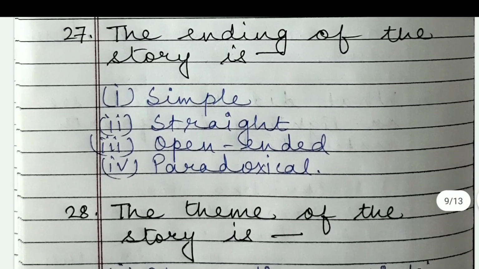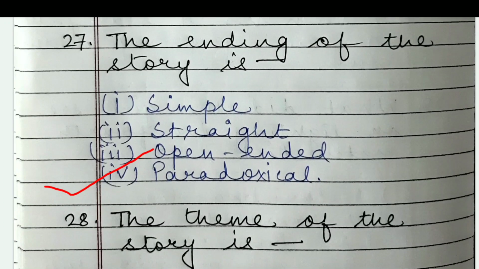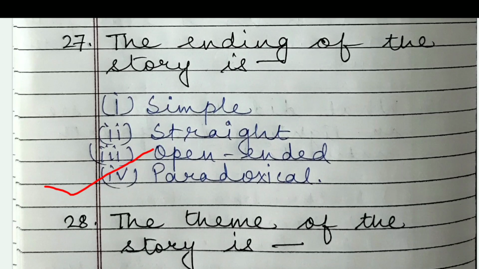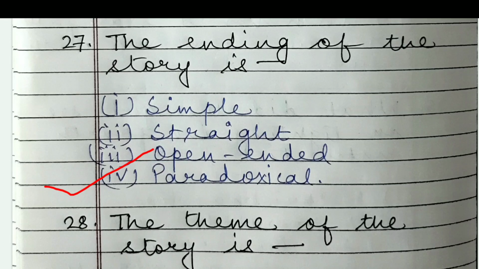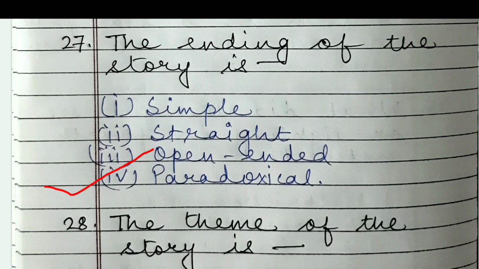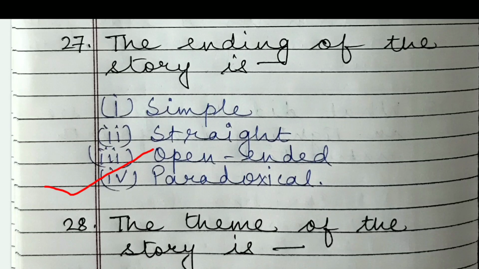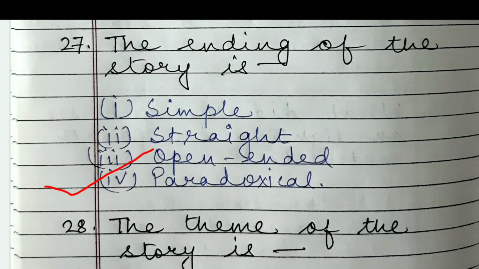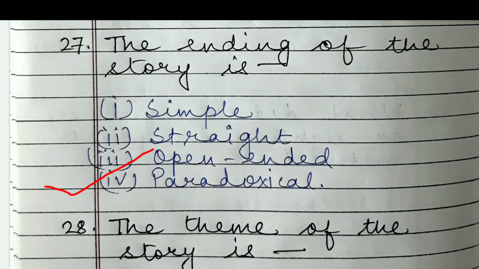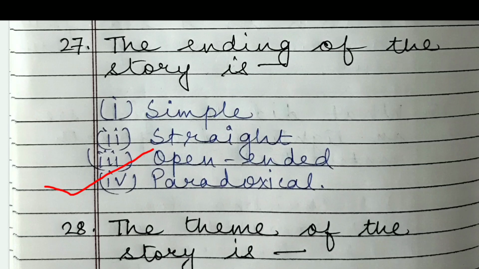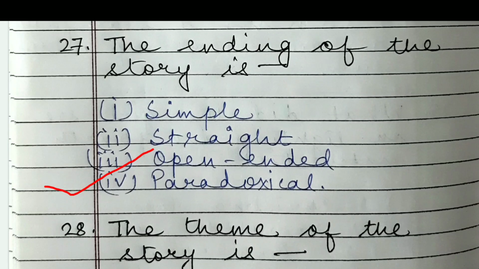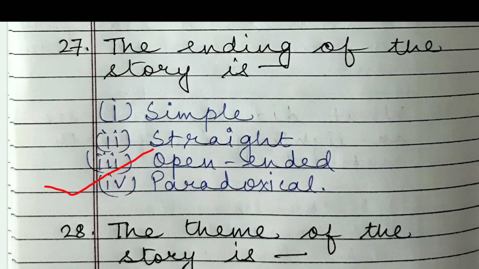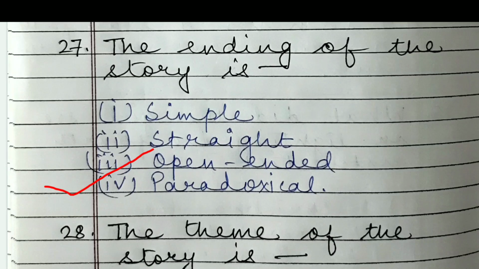Next, question 27. The ending of the story is option 1 simple, option 2 straight, option 3 open-ended, option 4 paradoxical. And the right answer is option 4, paradoxical. Why? Because there is a strange contrast in the ending of the story, where we, the common people, feel that she had a very difficult or hard death, but the girl only knows what beautiful visions she had, and the death was actually a respite for her from this bitter world that she was living a life in. And so the ending of the story is paradoxical.